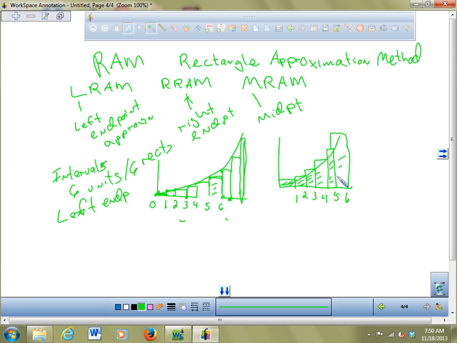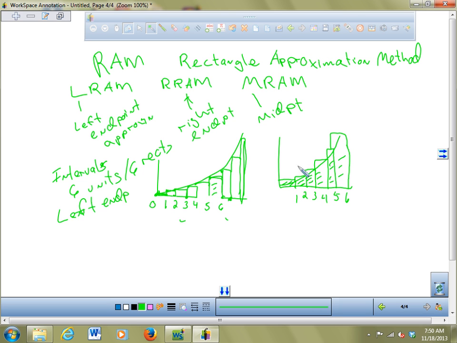But in this case, I'm using the right endpoint as the height of the rectangle. In this case, I'm using the left endpoint as the height of the rectangle. So here I'm starting at 0. Here I'm starting at 1 and going to 6. Here I'm starting at 0 and going to 5, but I still have 6 rectangles.